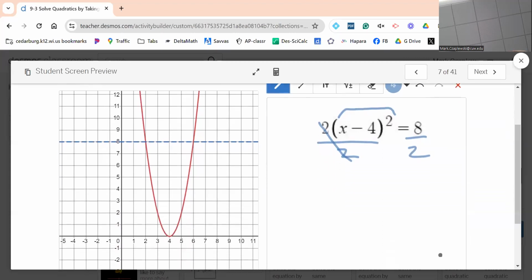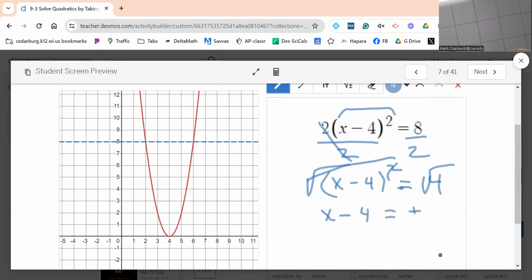So when I do this, the 2's cancel. I get x minus 4 quantity squared equals 8 divided by 2, which is 4. And then I get rid of the square by square rooting. This is the moment you get a plus and minus. So you get x minus 4 equals both the positive and the negative 2. That's the square root of 4. And then you add 4 to both sides.